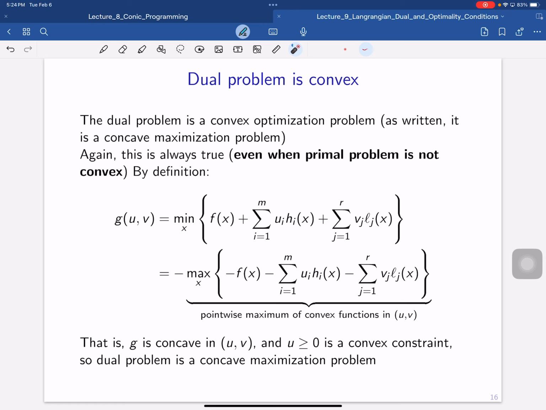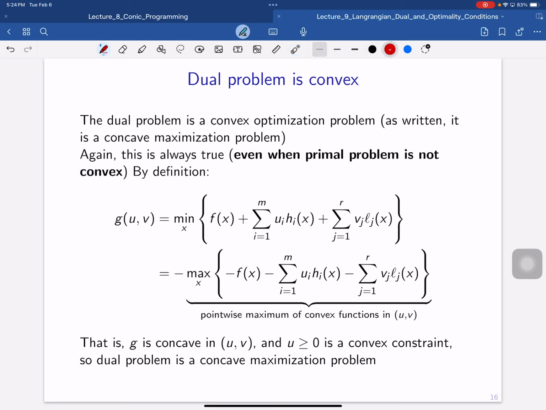Why that is the case, we can just write down the dual problem here. As you can see, this is the Lagrangian here. And the Lagrangian dual function is derived by minimizing over x. And we talked about a property in the second lecture, which is if you take the pointwise maximization of some convex function, then the function is convex.